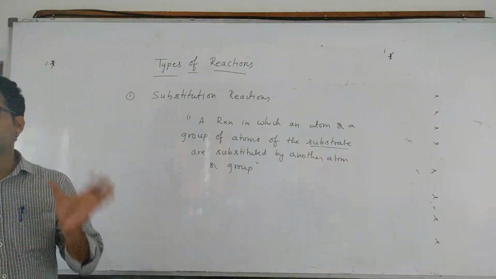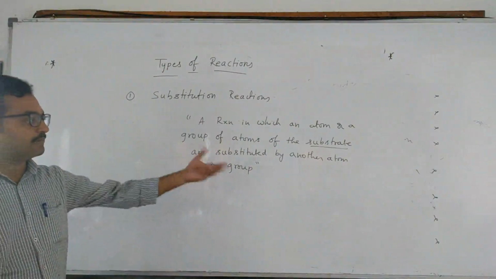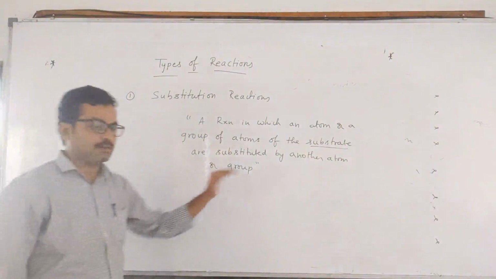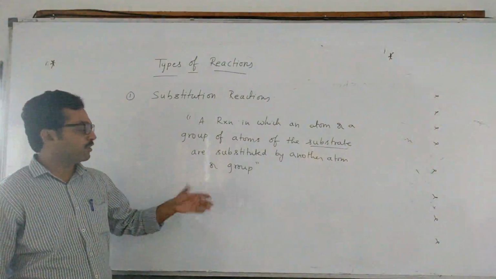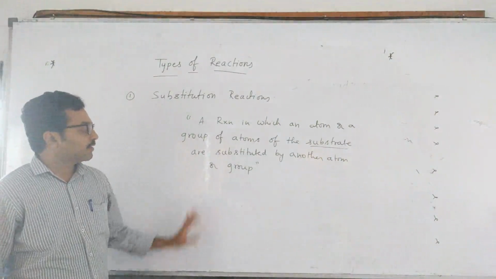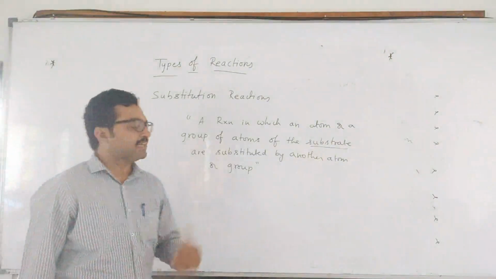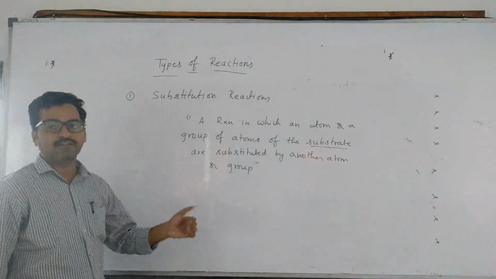Okay, means one atom, in that atom's place another atom will substitute, like chlorine's place the bromine, like that. Or a group of atoms also. Sometimes OH group is substituted by Cl, like that. Okay. So based on the attacking reagent, these are classified as electrophilic substitution, nucleophilic, and free radical.